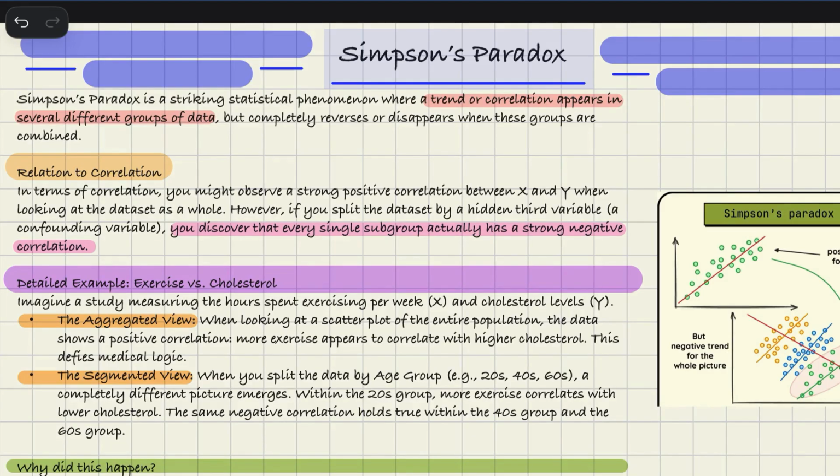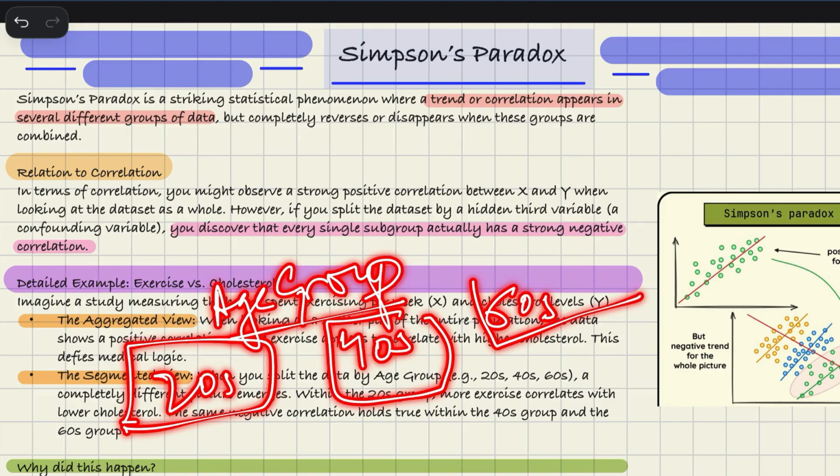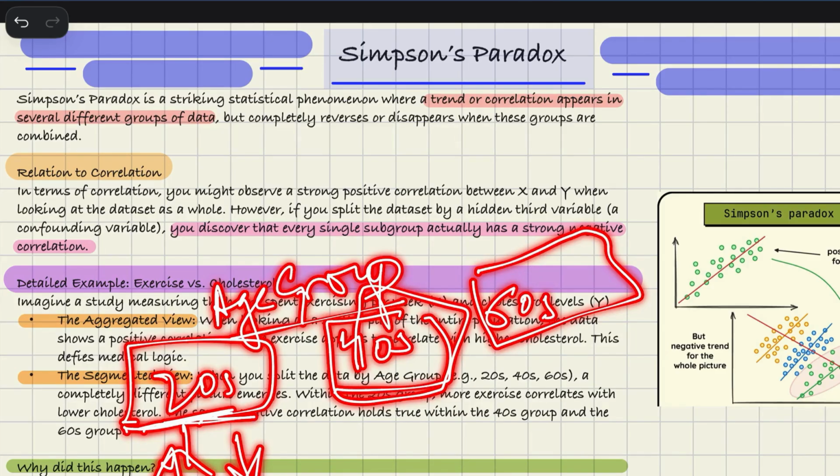So if we talk about the segmented view, however, if we split the identical data by age group, such as people in their 20s, in their 40s, in their 60s, the picture that emerges now is the true picture. So within the 20s group, more exercise correlates with lower cholesterol. Within the 40s group, the slope is also negative. Alright, and within the 60s group, the slope is also negative.